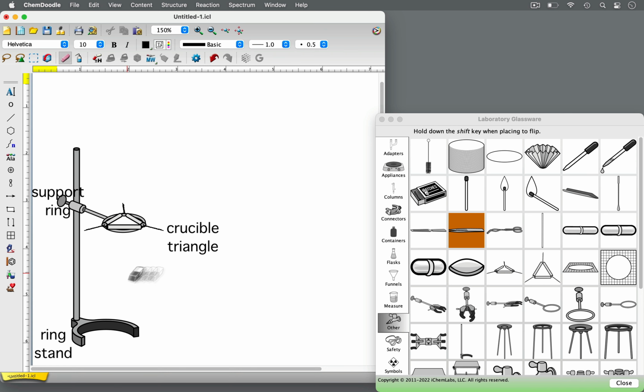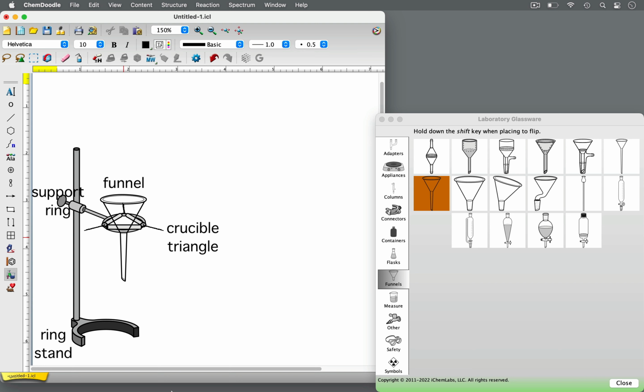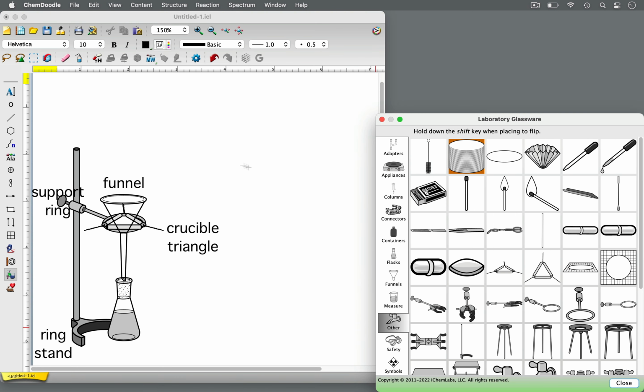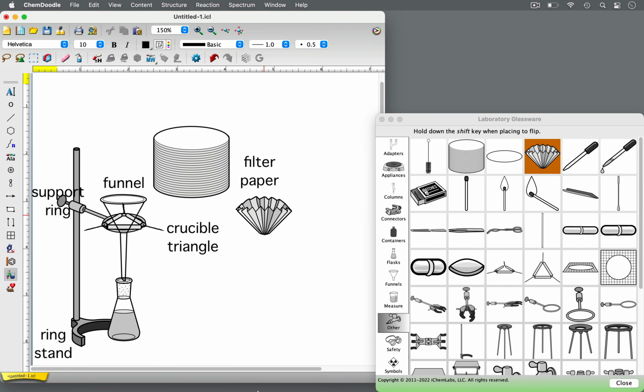A support ring and crucible triangle can hold up a funnel as well. A funnel is used to facilitate pouring of liquids into a container with a narrow opening. It can also be used with filter paper to separate solids from liquids.